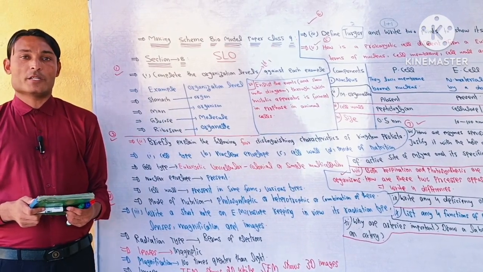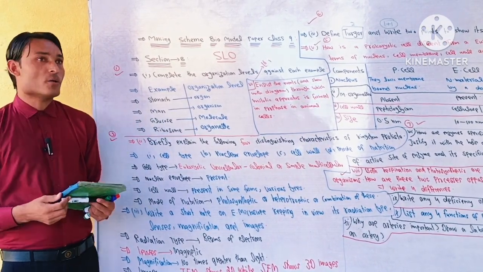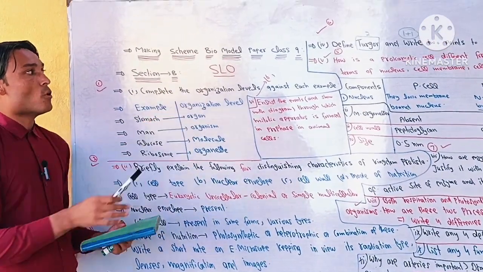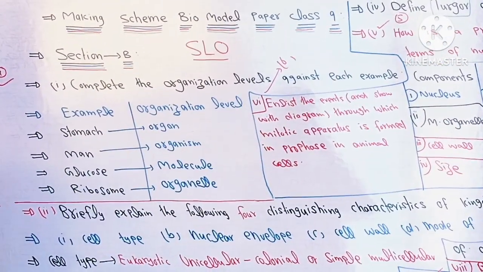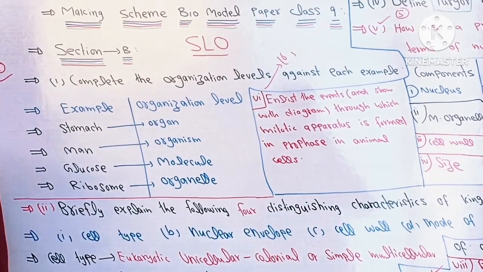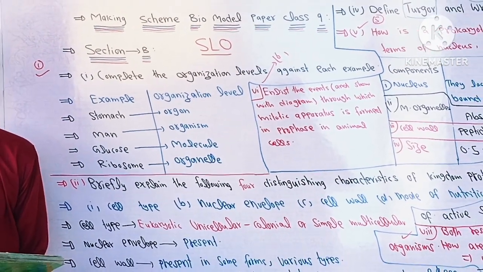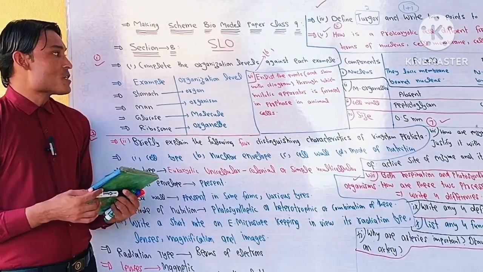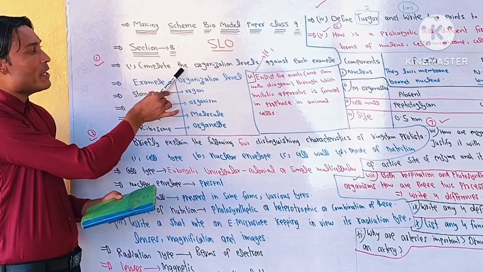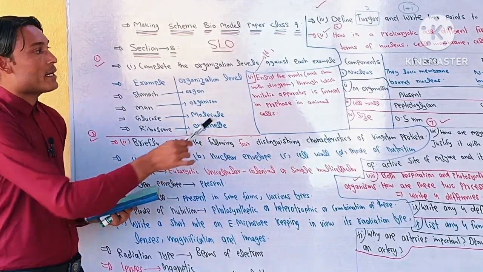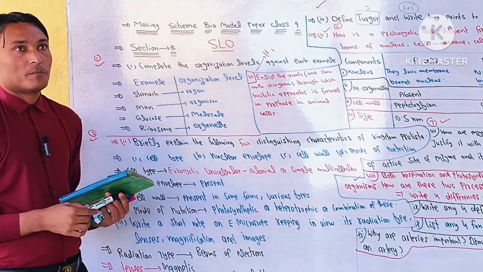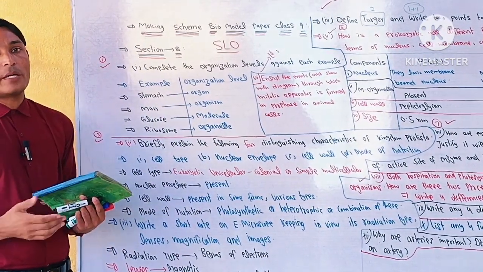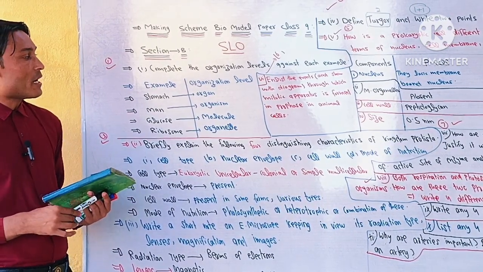This is Ansar Ahmad. In today's video, I'm going to talk about the marking scheme of the Bio model paper for class 9th. In this video, I'm going to talk about the student learning outcomes. The question is: complete the organization level against each example. This is the question type, how the question will be given to you.